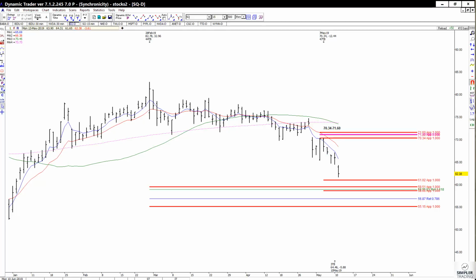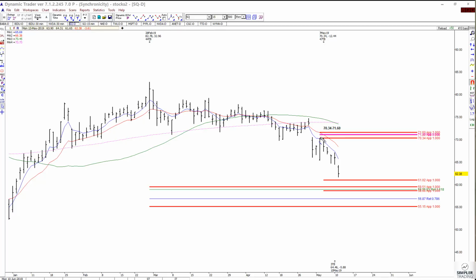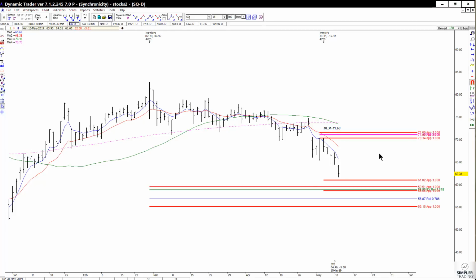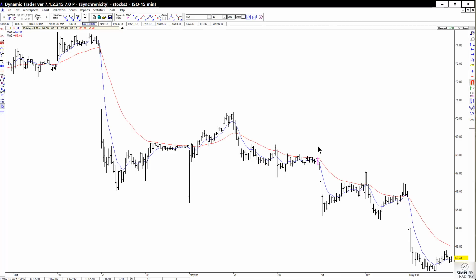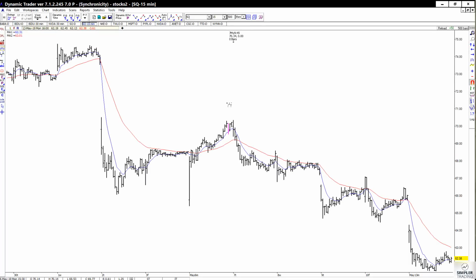And then we can define our risk either above the high that's made prior to the sell signal, or above the high end of the zone, which would have been above 71.60. Either way is okay to look at it. So let's go back to the 15-minute chart. So the 15-minute chart is an aggressive swing trade trigger for me. Okay, and I'll show you where it first occurred.